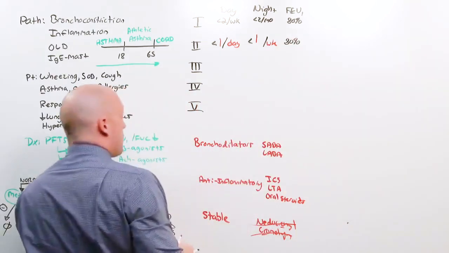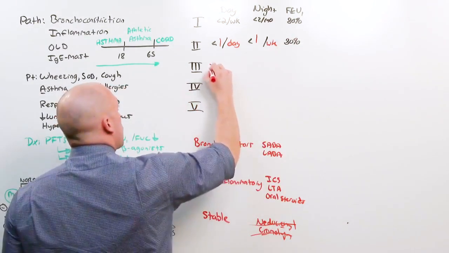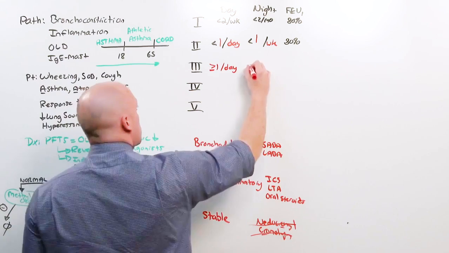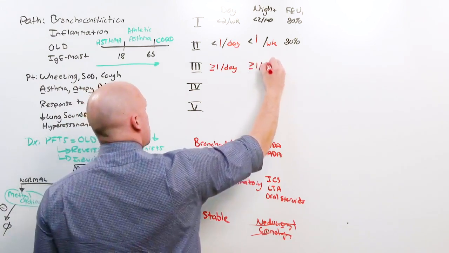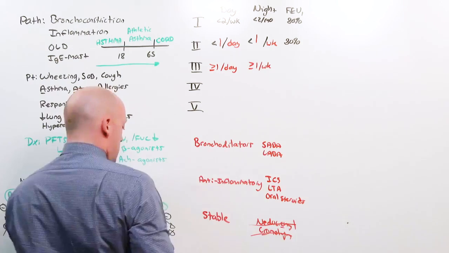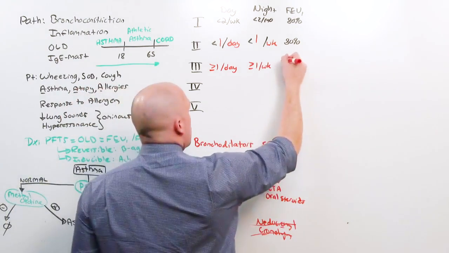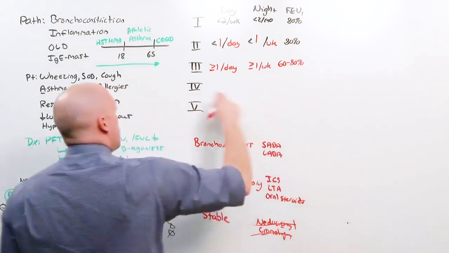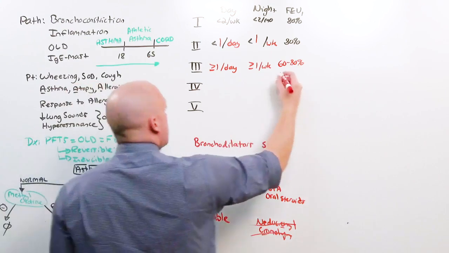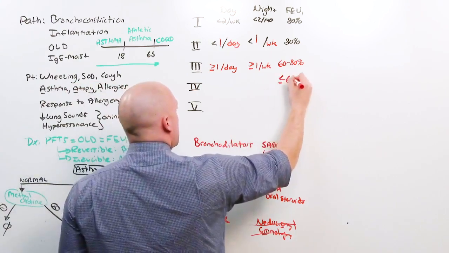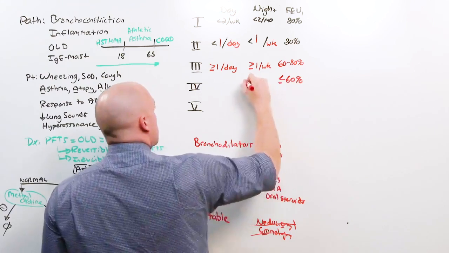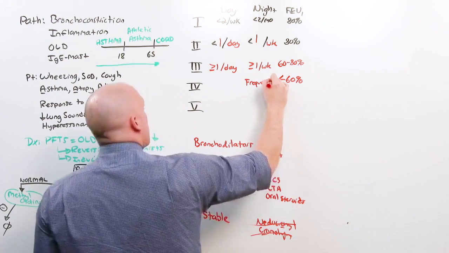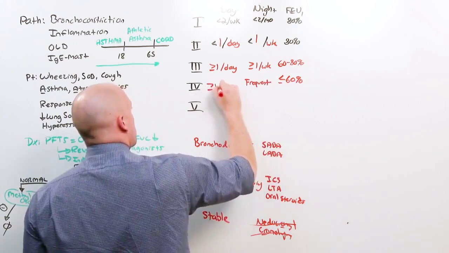If the person is having symptoms more than once per day, or having nocturnal symptoms more than once per week, they move up to 3. And this generally represents an FEV1 of 60 to 80%. Class 4, the FEV1 is going to be poor, less than 60%. Nocturnal symptoms are defined as frequent, and the daytime symptoms are still greater than once per day.